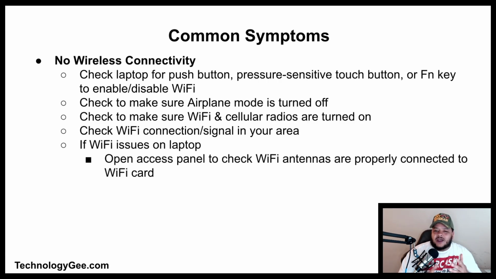What if you have no wireless connectivity? So to fix this, you need to check the laptop for push button, pressure sensitive touch buttons, or the function key to enable or disable the Wi-Fi. You need to make sure that airplane mode is turned off. You need to check to make sure that Wi-Fi and cellular radios are turned on. Check the Wi-Fi connection signal in your area. If you're having Wi-Fi issues on a laptop, you need to open the access panels to check to make sure that the Wi-Fi antennas are properly connected to the Wi-Fi card.